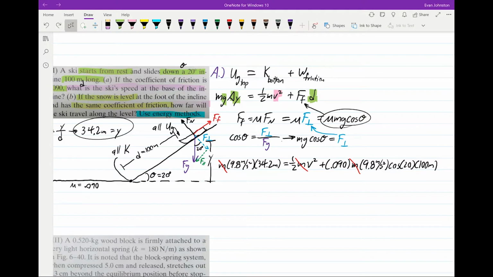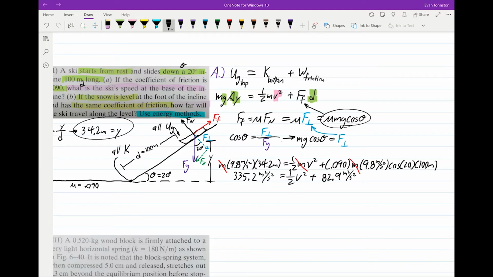So I went through and I just combined the numbers on the left side and the numbers on the right side to try and make my life a little easier. So I ended up getting something like 335.2 meters squared over seconds squared equals 1/2 v squared plus, and I think I got 82.9, and then this is meters squared over seconds squared.